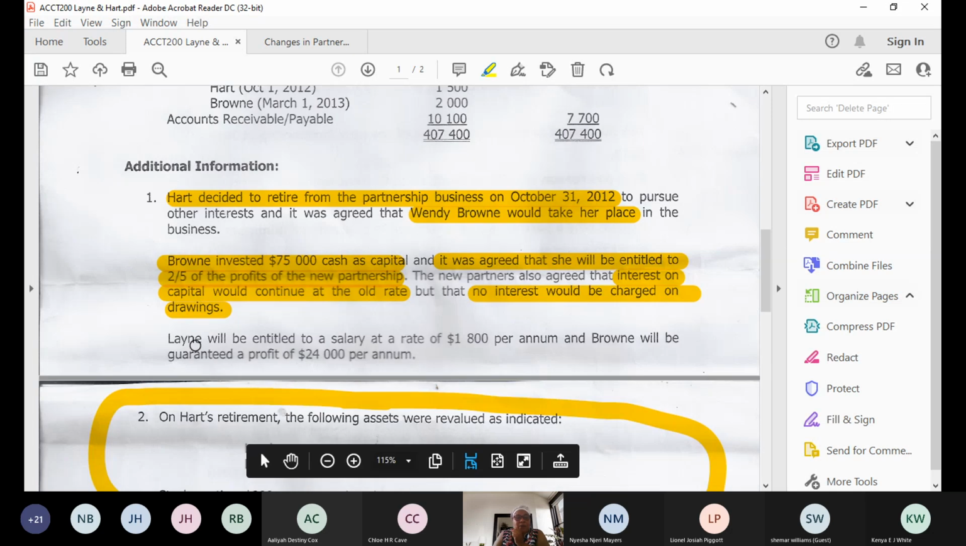Under the new agreement as well, it said Layne will be entitled to a salary at a rate of $1,800 per annum. So that's another thing.